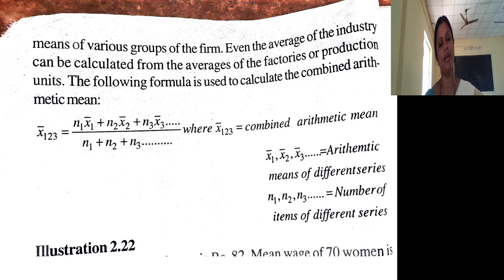How to arrive at combined arithmetic mean? There is a specific formula. X bar 1, 2, 3. 1, 2, 3 means there are 2, 3 groups here: group 1, group 2, group 3. Number of items in group 1 multiplied with arithmetic mean of group 1, number of items in group 2 multiplied with arithmetic mean of group 2, number of items in group 3 multiplied with arithmetic mean of group 3, divided by number of items in all groups put together. So this is how we are calculating combined arithmetic mean.